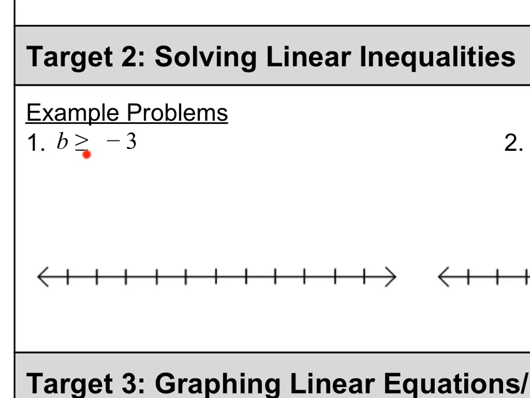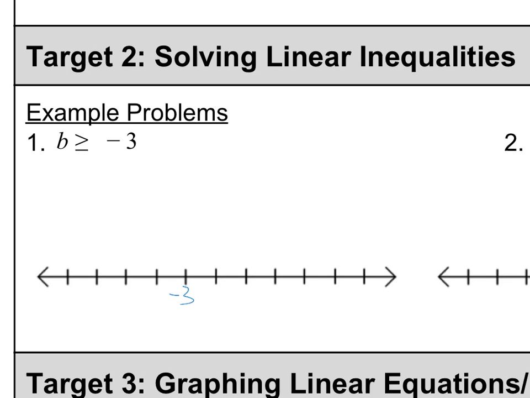It says b is greater than or equal to -3. So what we want to do is on our number line down here, we want to represent all numbers that could possibly be greater than or equal to -3. Now you'll notice my number line does not have any sort of labeling. That means I have the freedom to put a -3 wherever I want. I'm going to say right there is -3.